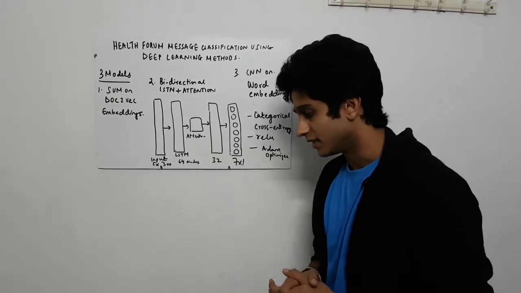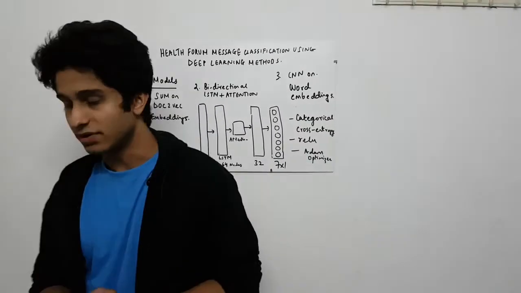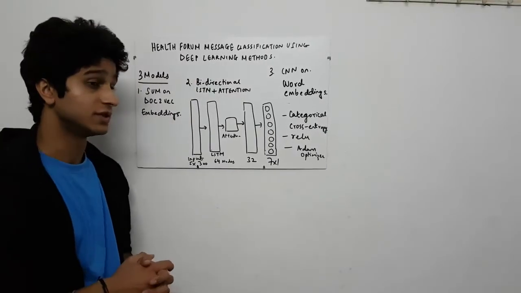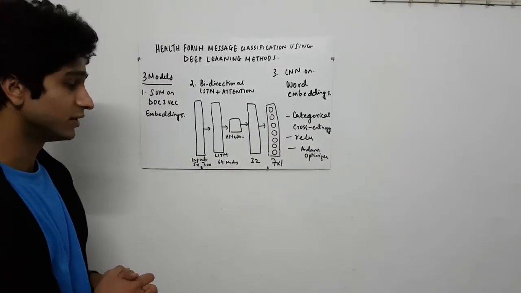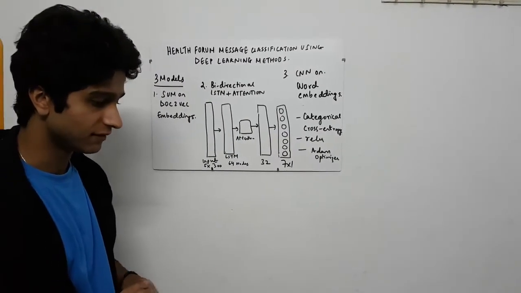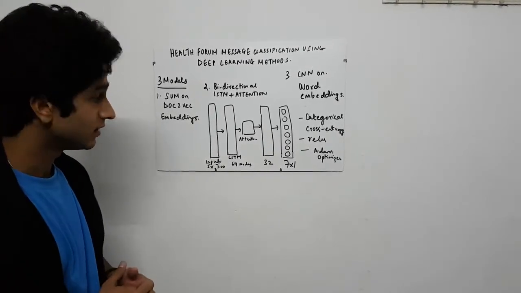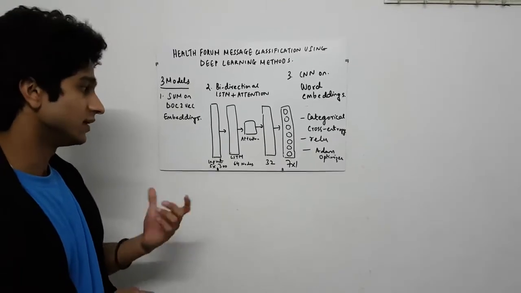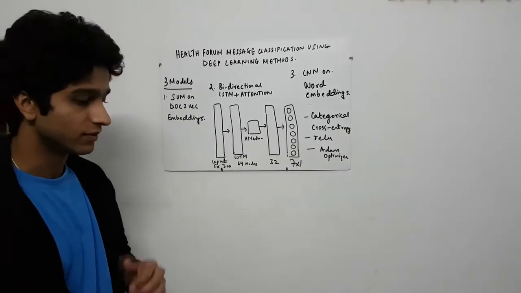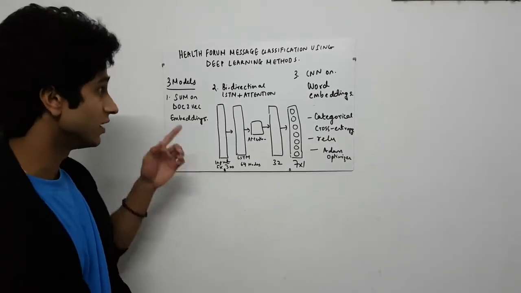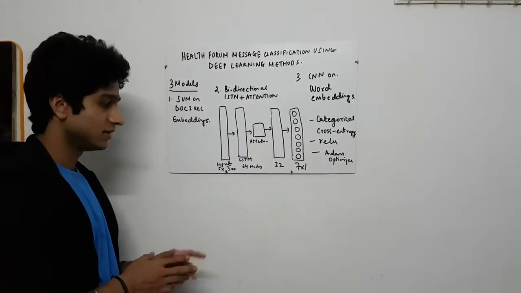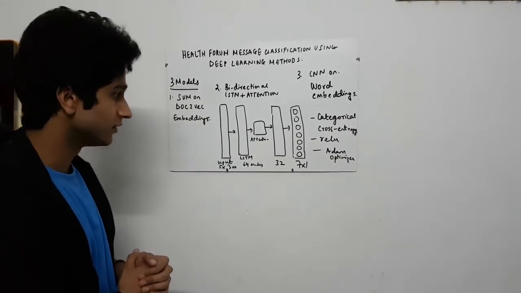Now, after studying the data and performing statistics on it, we found that the average length for each title comes out to be 5 words. So we only took 5 words for every health forum message title and took it as input. We converted each word given in the title into its corresponding word-to-vec embedding, which is a 300-dimensional vector. So our input layer has a dimension of 5 into 300.